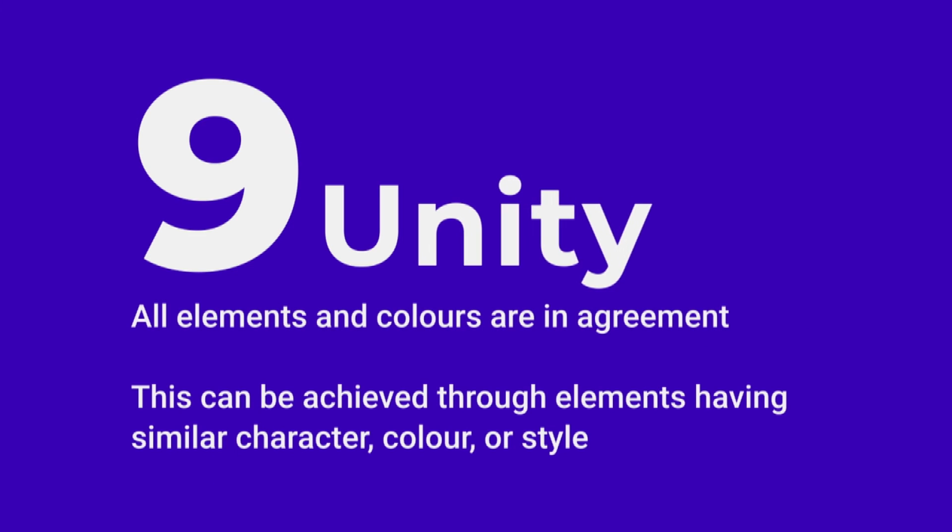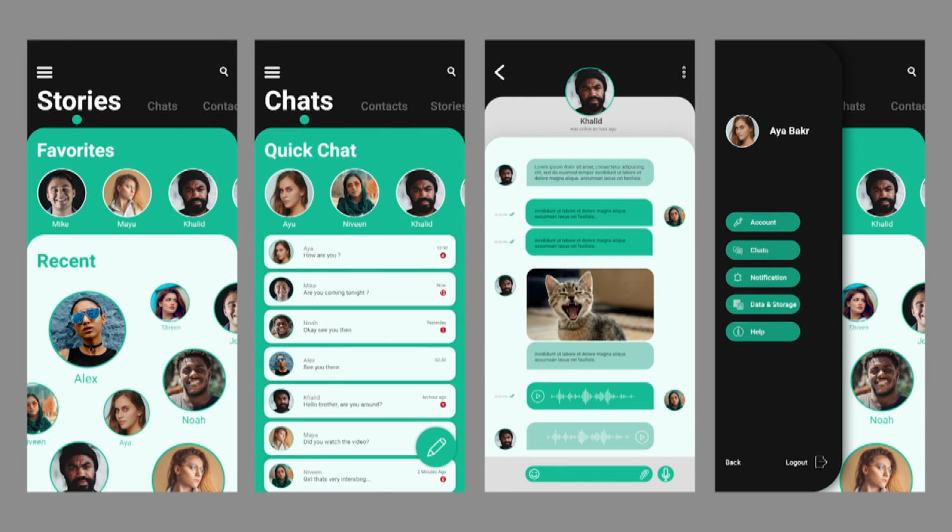The principle number 9 is unity. Unity means all elements and colors are in arrangement. This can be achieved through the elements having similar character, color, style, and many more. In this app UI that you are going to create in the user experience section, we have a clear application of the unity. We have similar colors, similar styles, and also similar elements.